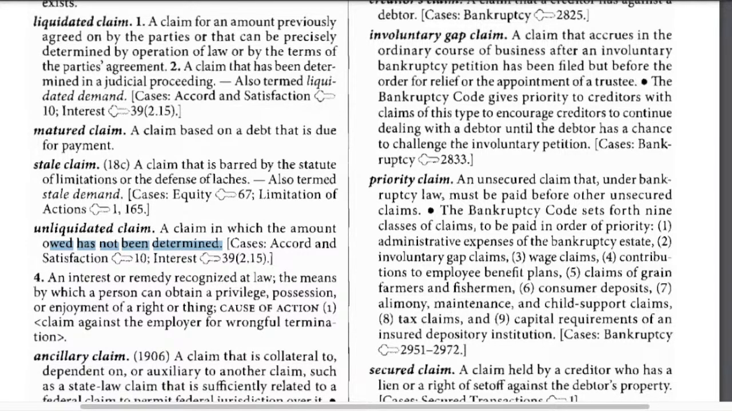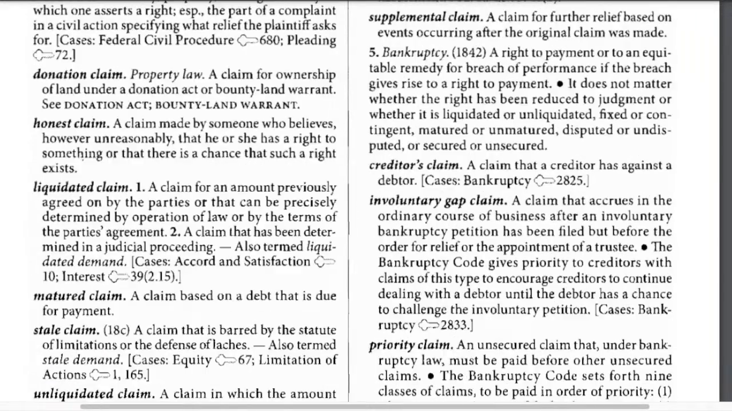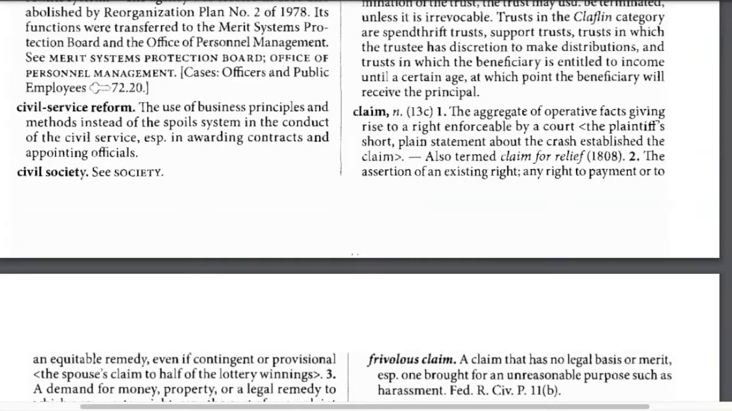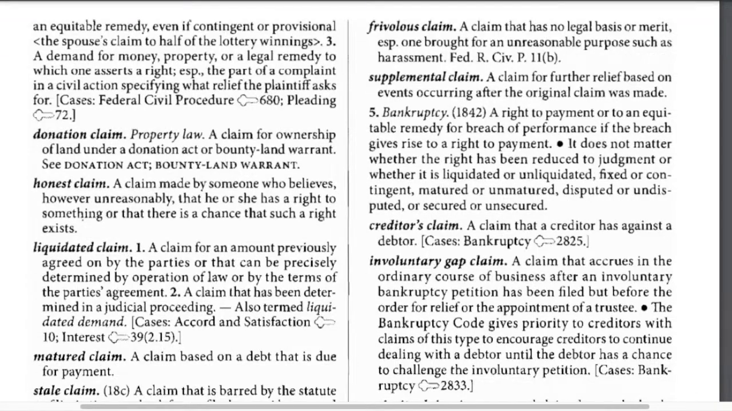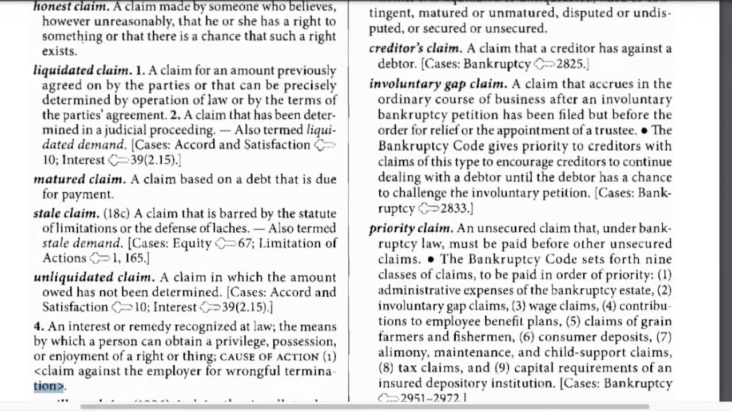And then we have number 4. An interest or remedy recognized at law, the means by which a person can obtain a privilege, possession, or enjoyment of a right or thing. Cause of action. Claim against the employer for wrongful termination. So this is definition 4. Interesting. How this gets slipped in there.